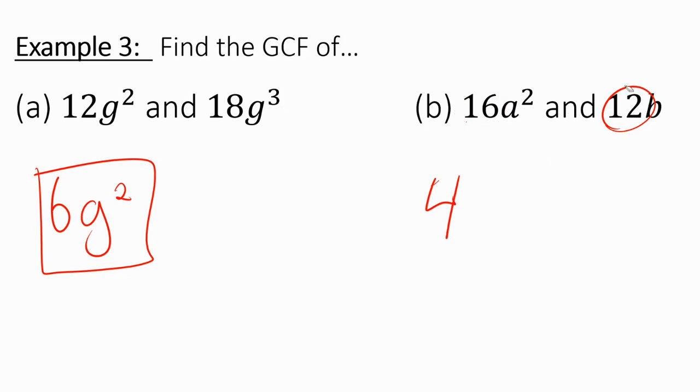Now let's look at our variables. So I have a squared here. Well, how many a's do I have in this one? Absolutely none. So I don't have any a's in common. So I'm not even going to write a to the 0th or anything. I'm just going to put nothing. Okay, and then I have some b's, but I only have a b in this one. I don't have any b's here. So again, I'm not going to write any b's. They don't have any b's in common. So this one is just 4. No variables.